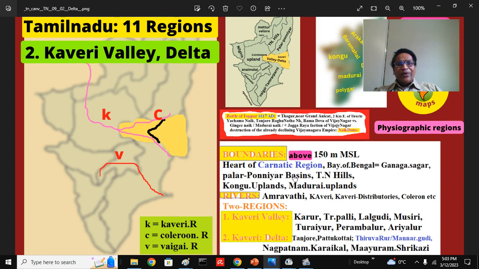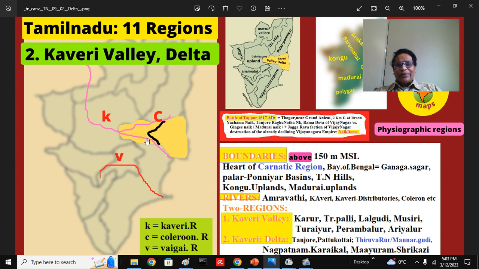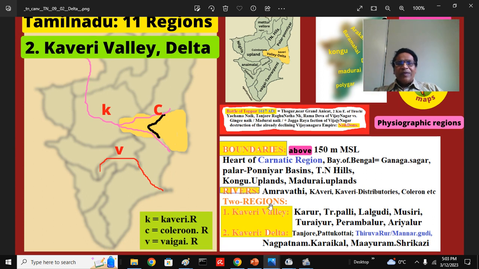The important rivers flowing in this region are of course the Cauvery and its various distributaries. A river has tributaries in the upstream region, and where it falls into the ocean it has distributaries. The Cauvery has many distributaries, which itself is a topic for discussion. The most important one is the Kolladam river, which carries more water downstream. The two regions here are the Cauvery valley region and the delta region.